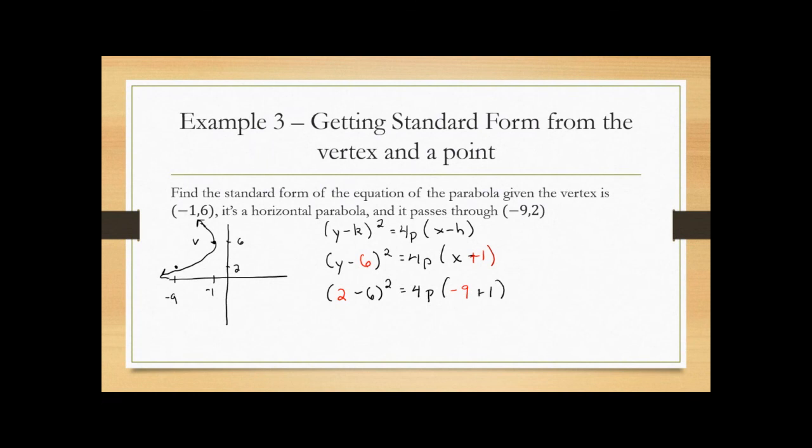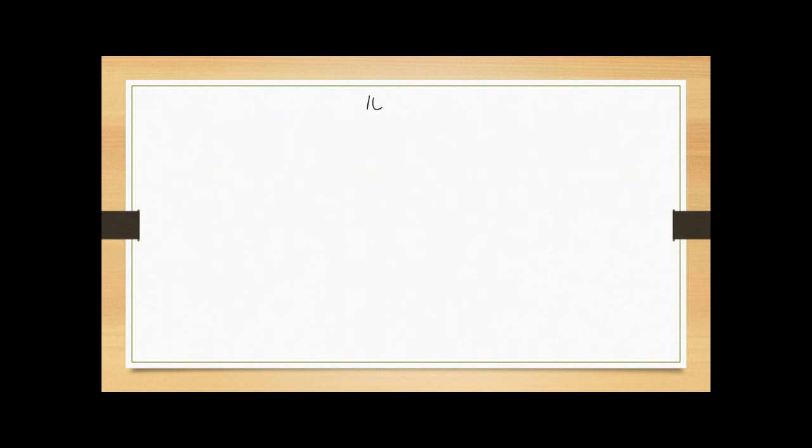So now I need to simplify this. So first I'm going to do the 2 minus 6, so that's (-4) squared equals 4 times p. Then -9 plus 1 is -8. (-4) squared is 16. 4 times -8 is -32. So I have 16 equals -32p. I'm going to move on to the next slide just so I don't have to smush this in. So I have 16 equals -32p.